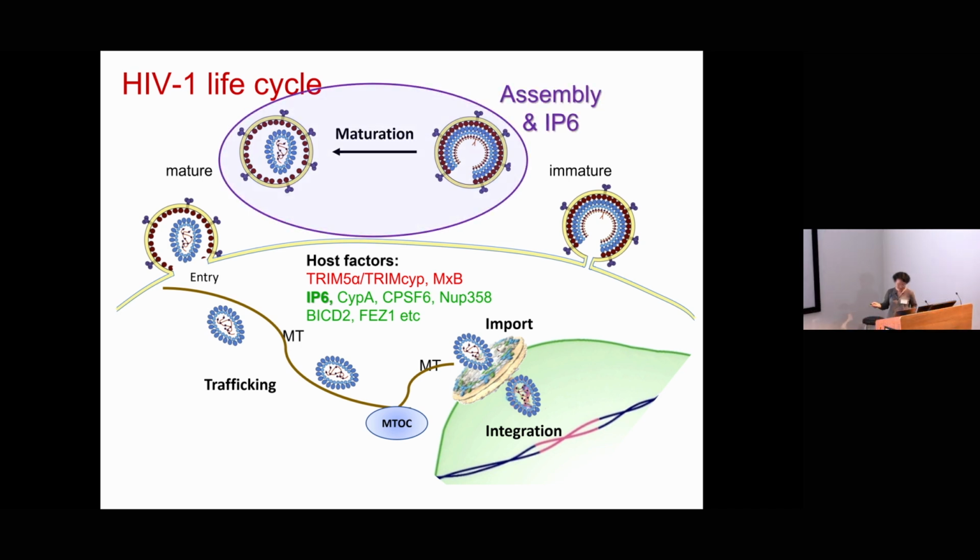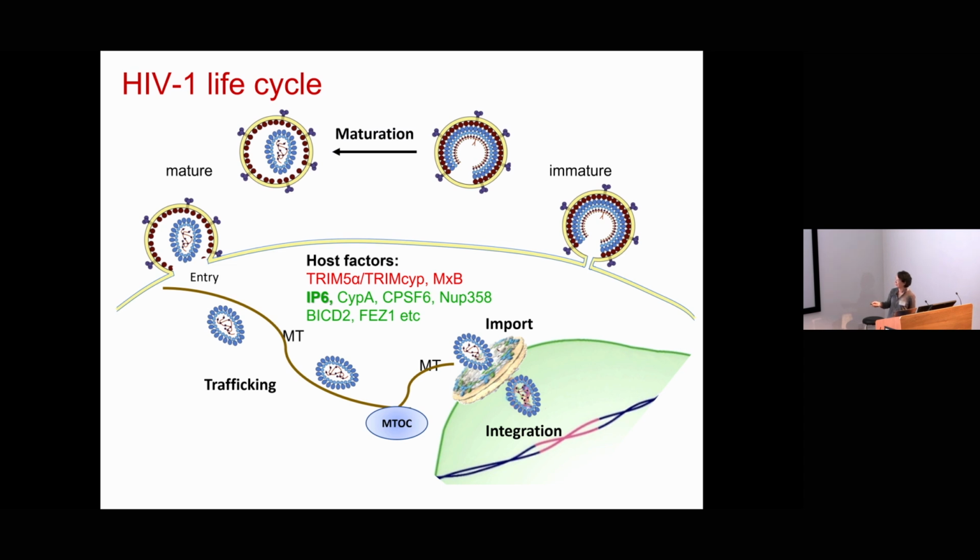There are many host factors that associate with this process. There are restriction factors in red, TRIM5, MxB, and those dependency factors that are required for infection shown in green here. We study those factors in complex with the capsid as it goes through the cell.